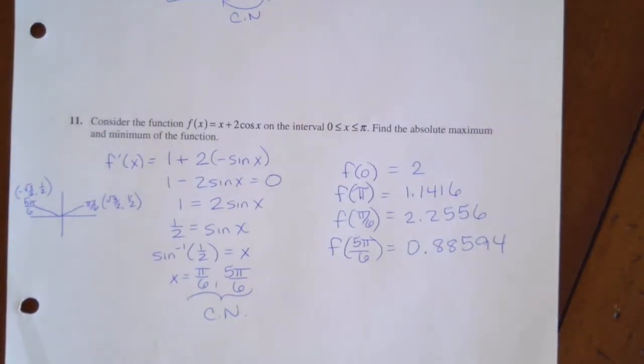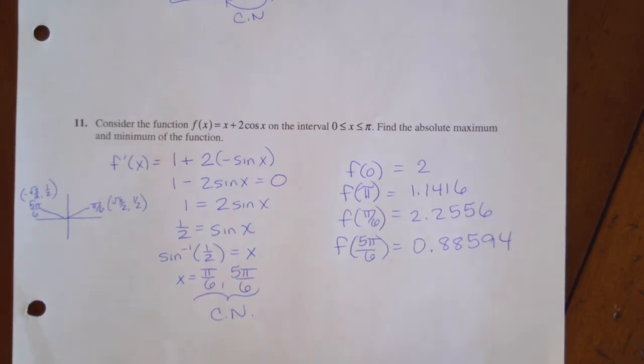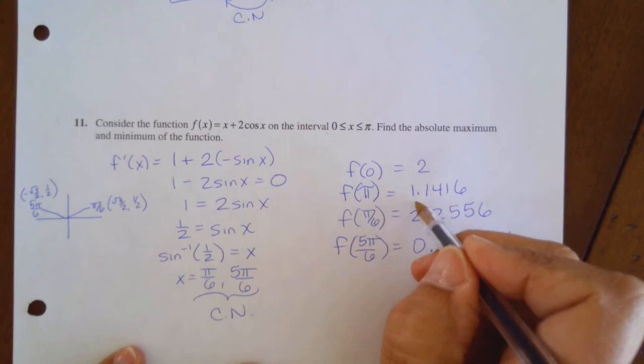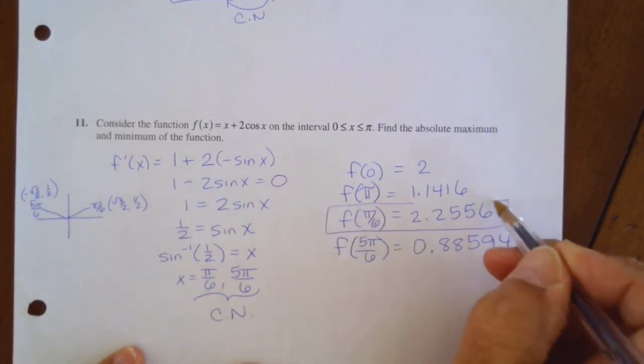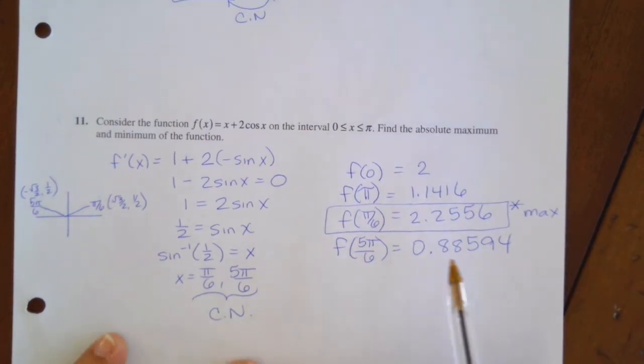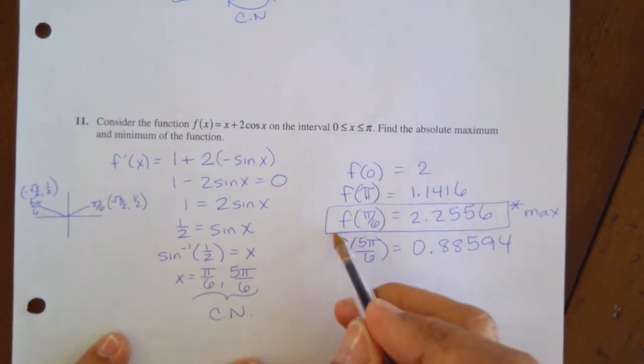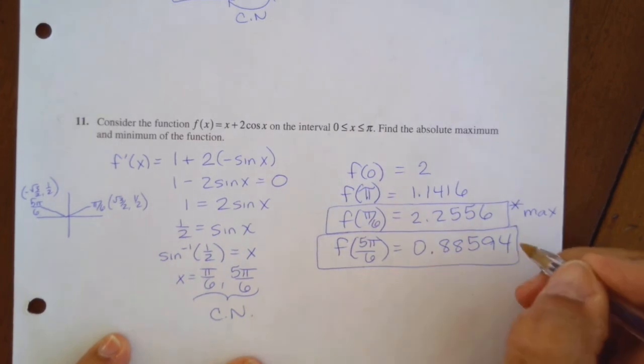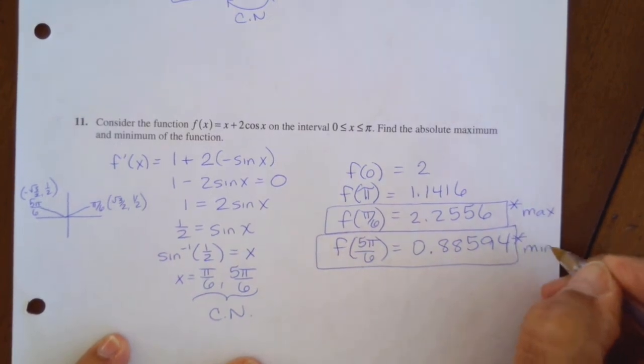Okay, so still using trig, but since I have to order these and find the max and the min, it's easier obviously to do the decimals, which is fine. So find the absolute max and find the absolute min. So which is the highest, largest value? Right there. So this is our max. Find the least of those y values, and that would be our min, right?